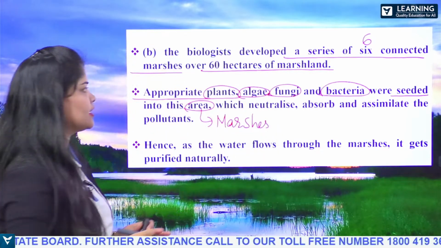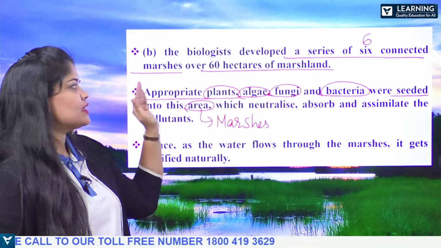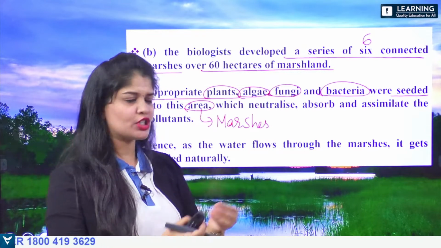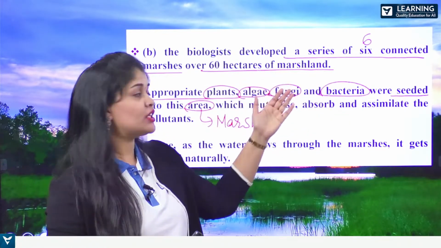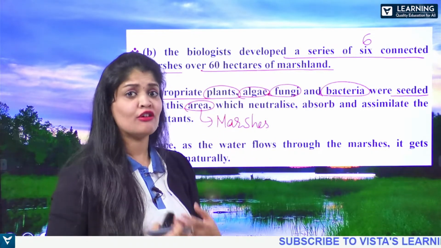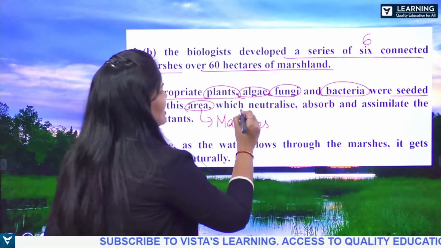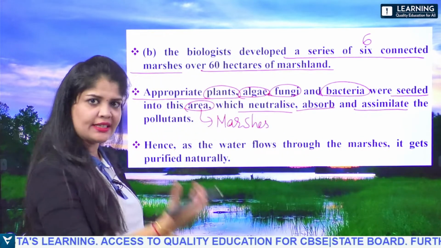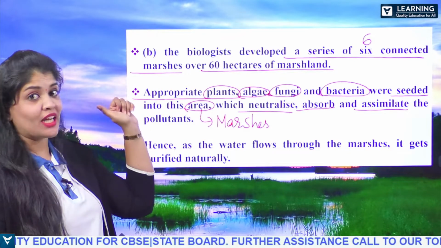Now, that means the organisms, which include plants, algae, fungi, bacteria, which are growing in the marshes, are going to neutralize, absorb, use, that is assimilate, the pollutants. Pollutants are present in the primary effluent.